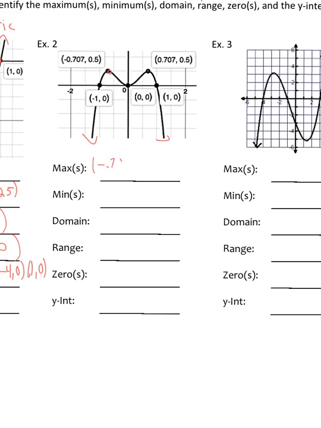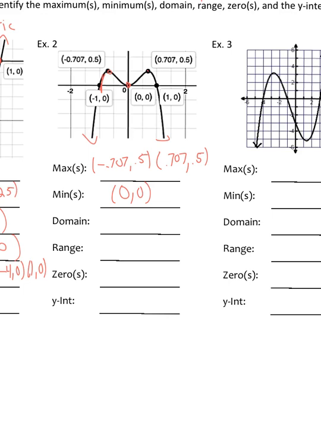Negative 0.707, 0.5. And then I write the next one, 0.707, 0.5. Minimums, again, it's just this one, because that's where it changes directions. Notice these continue going through. That's a different thing right there. So that's going to be 0, 0. Again, this one's okay because that's an actual dot. That's an actual location, 0, 0. It's not none. My answer to the coordinates are 0, 0.